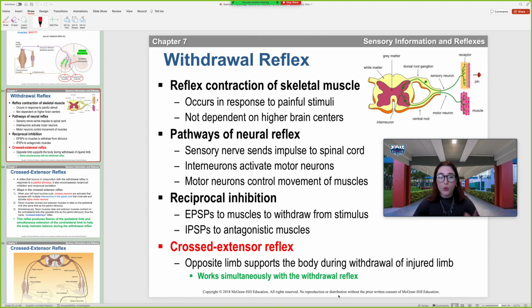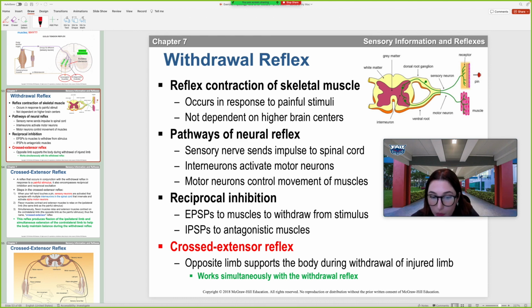If you were walking and you stepped on a tack or something, and you only flew back away from the tack, you're going to fall down and injure yourself. So this crossed extensor reflex helps your body keep balance. Even though you have the one limb withdrawing away from the pain, the other limb that doesn't have any pain or anything also has a response to keep you in balance, okay?